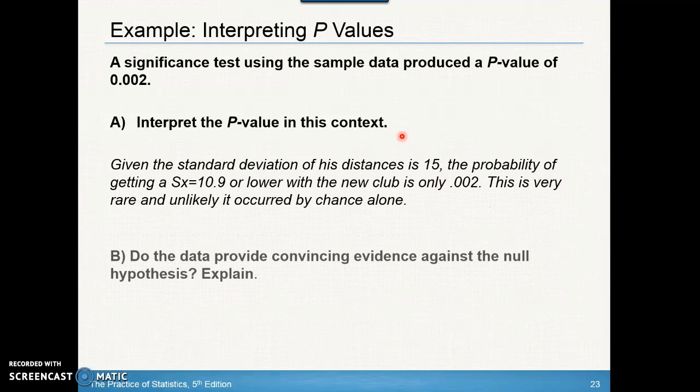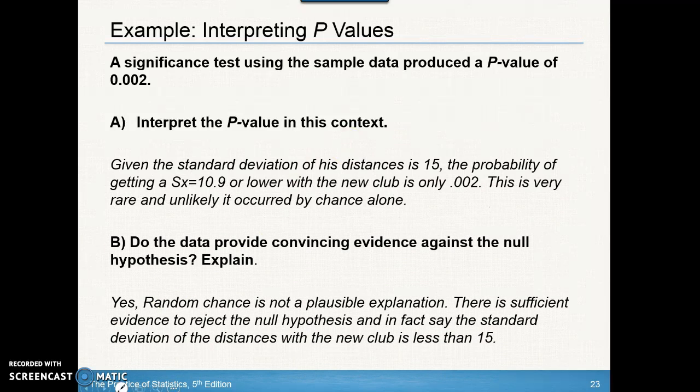Okay, all right, so it does actually give us evidence against the mean. So yes, random chance is not necessarily a plausible explanation. It should have been closer to 15. The probability, if the null were true, should have been higher. So there is sufficient evidence to reject the null. Okay, we never say accept the alternative, we always say reject or fail to reject the null. And in fact, we can say that the standard deviation of the distances is probably less than 15.